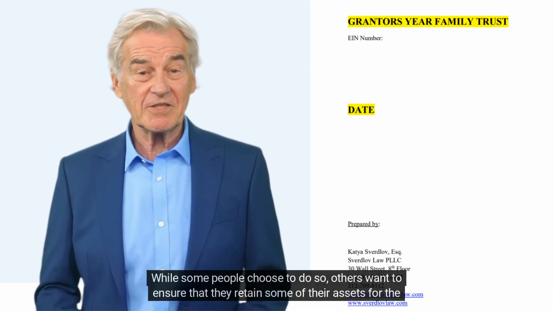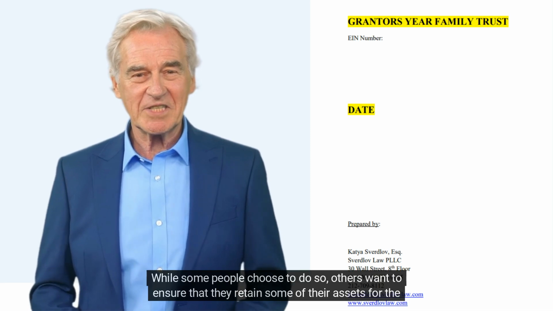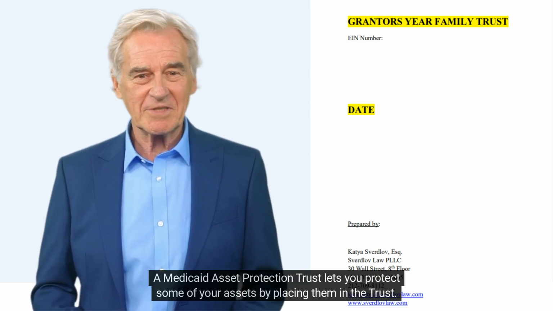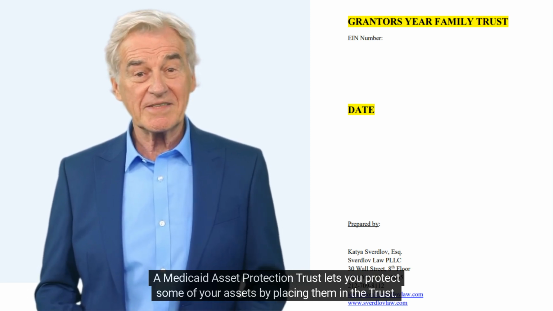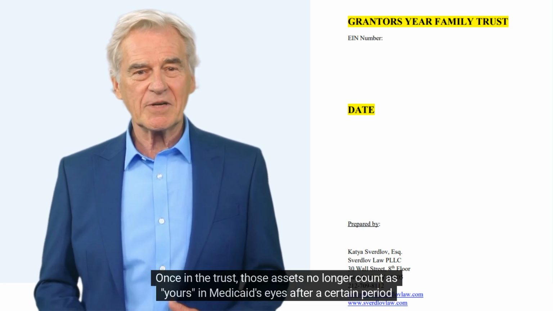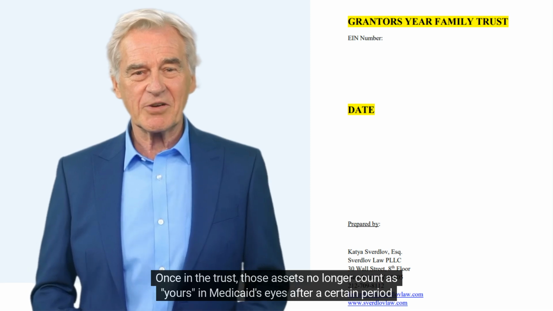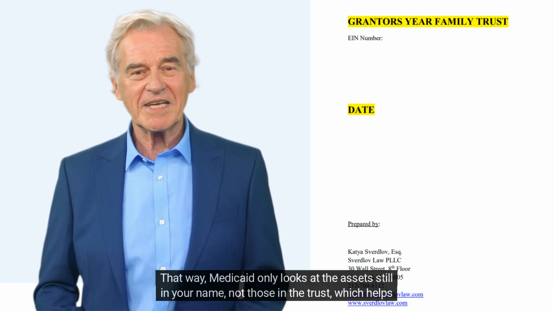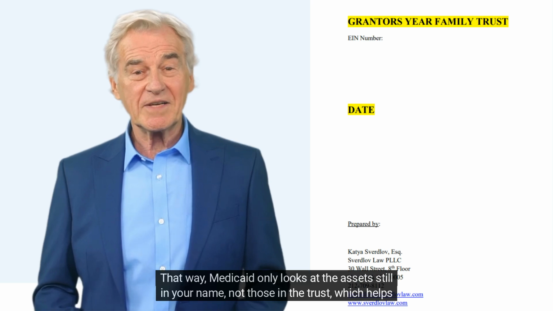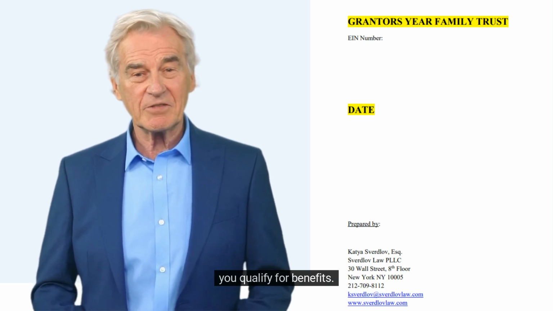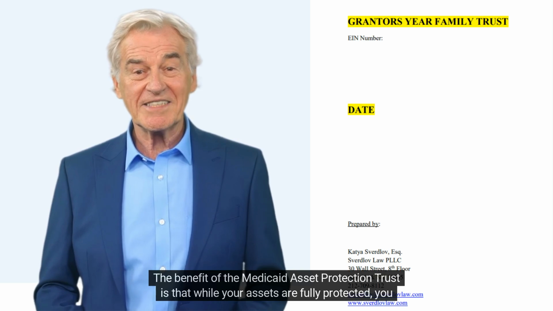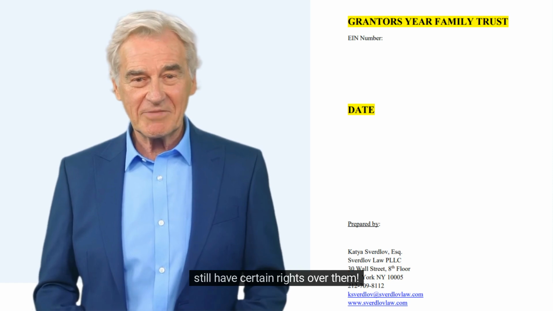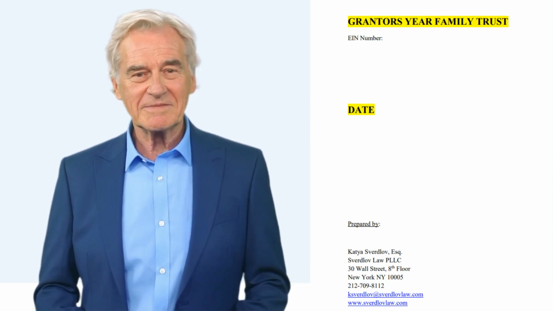While some people choose to do so, others want to ensure that they retain some of their assets for the benefit of their families. A Medicaid Asset Protection Trust lets you protect some of your assets by placing them in the trust. Once in the trust, those assets no longer count as yours in Medicaid's eyes after a certain period, usually 5 years before applying for Medicaid. That way, Medicaid only looks at the assets still in your name, not those in the trust, which helps you qualify for benefits. The benefit of the Medicaid Asset Protection Trust is that while your assets are fully protected, you still have certain rights over them. Let's see how it works.